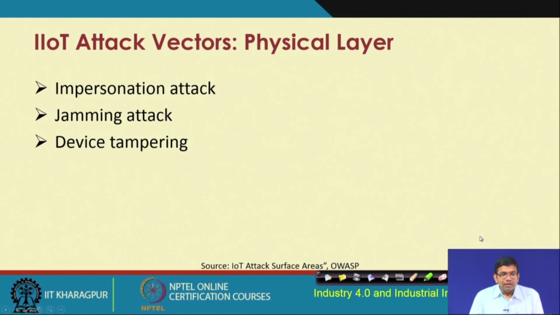At the physical layer, impersonation attack, jamming attack, and device tampering attack are all different possibilities. I would like to mention the jamming attack. Jamming attack is particularly prevalent and relevant and is of serious concern in IIoT, and even in IoT, because in IoT or IIoT we are typically talking about highly resource constrained network environments, where a high power jammer sending strong signals could cripple the functioning of the system and the network.